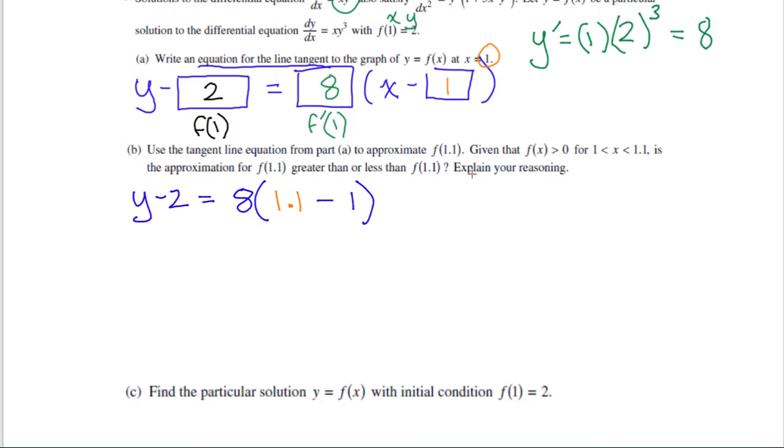Wait, I have a question. Did you want us to simplify it? Nope. I mean, this is simplified. It's in point slope form.